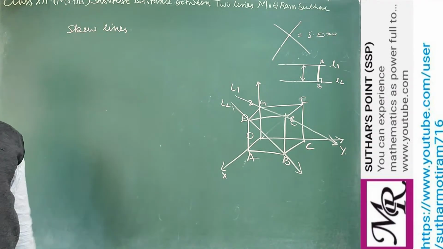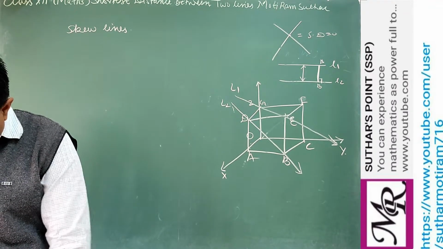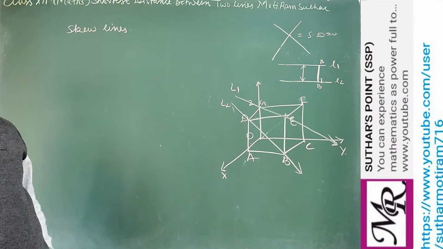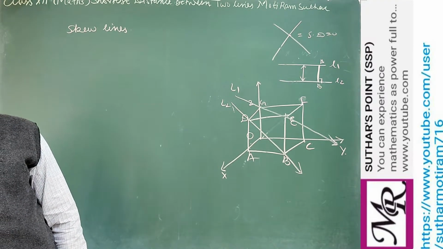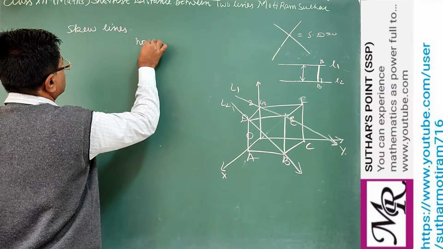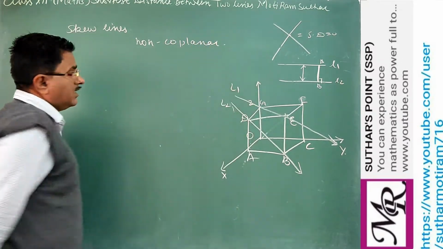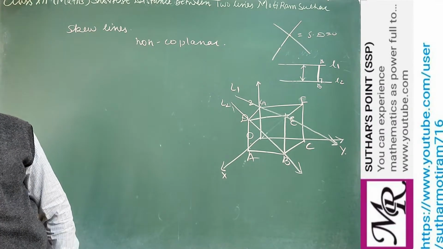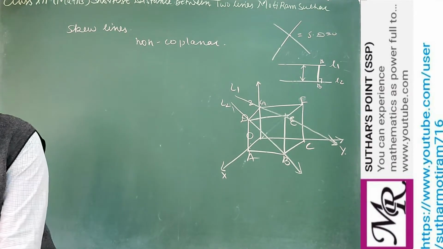Skew lines. Clear? So which lines are skew lines? You can say in the plane there are lines which are neither intersecting nor parallel, or we may call these lines non-coplanar. Non-coplanar means they are not in the same plane. Clear? They are in the same space and called skew lines, and we have already given this figure.